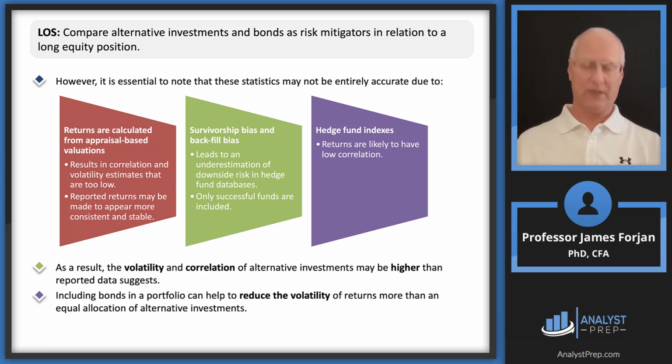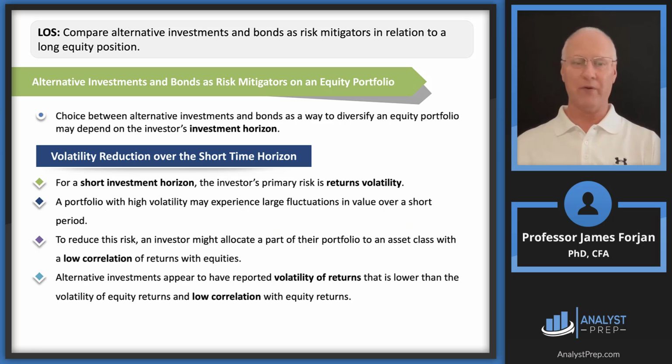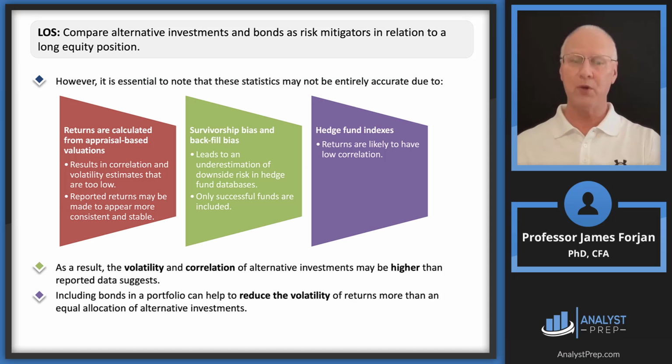Now, this is not perfect. Let me go back here quickly. This is not perfect, a reduction in returns volatility, because of how we compute that correlation. We might have to put appraisal values in there.